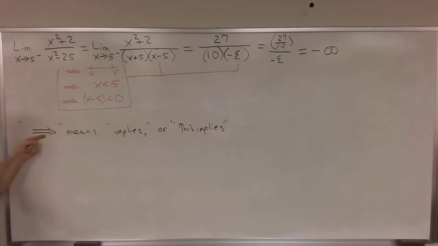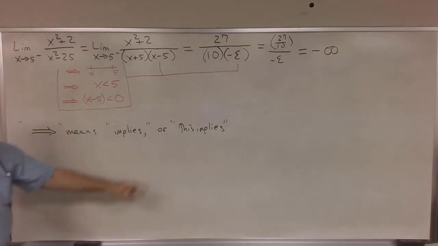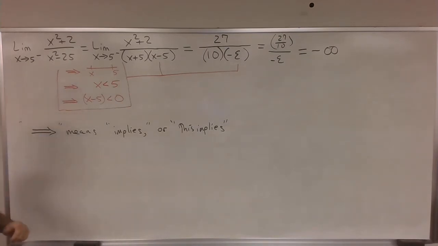This arrow here is the universally accepted mathematical notation for the word implies, or the expression this implies. So whenever we see this arrow, we think implies or this implies. So x approaches 5 from the left implies x is to the left of 5 on the number line. That implies that x is less than 5. That implies that x minus 5 is less than 0.